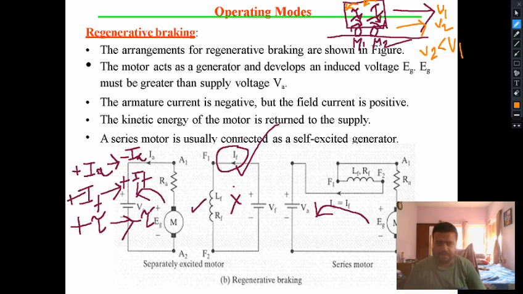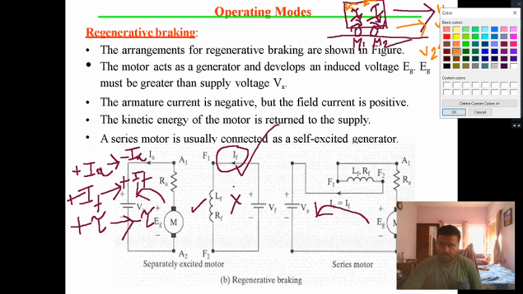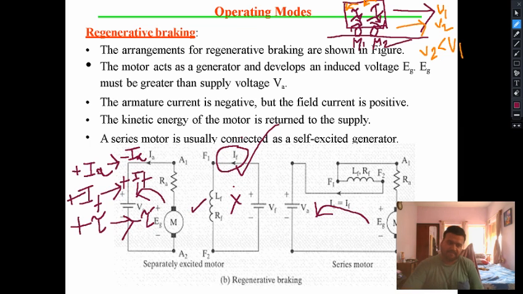But an important point of observation is the speed. We have observed the field current, we have observed the torque, we have observed the armature current. But what about speed? We have to analyze what is the direction of rotation first. What about the speed? That we have to assess or analyze.